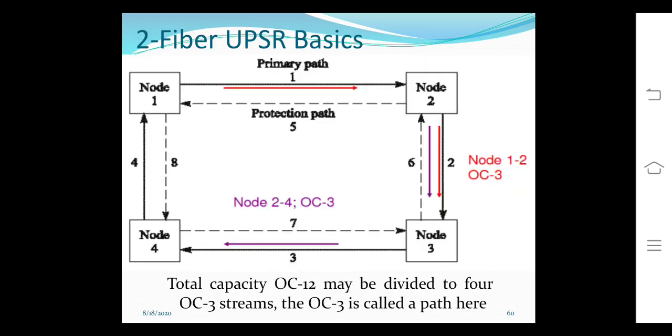So this is also an example of 4 nodes transmitting data, and the total capacity is OC12. It is divided into 4 OC3 streams, and the OC3 is called a path here. So the data from node 1 to 2 is shown in red, and from 3 to 4 another data, and from 2 to 4 another data is traveling, which is shown in purple.